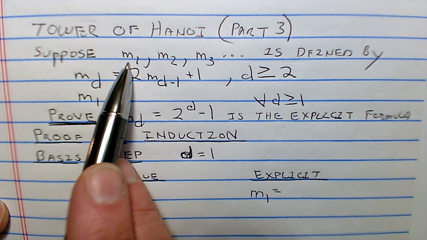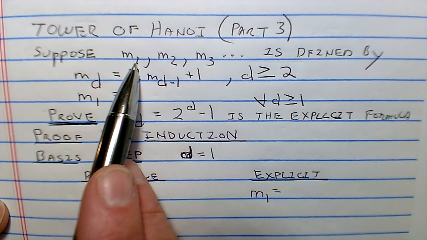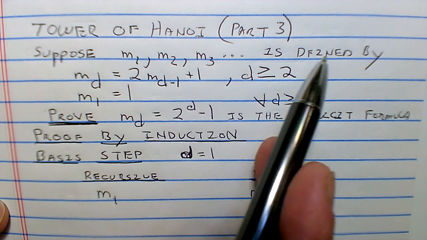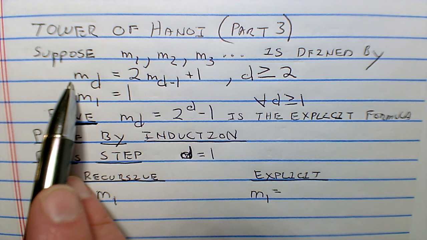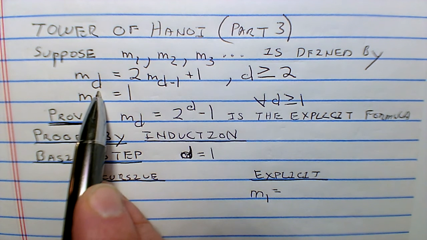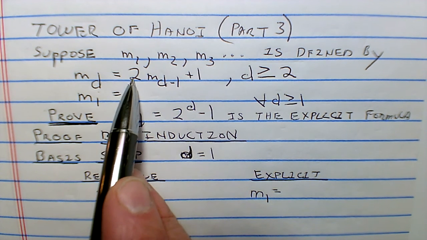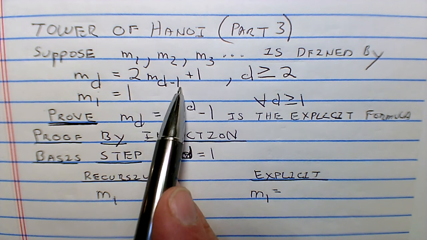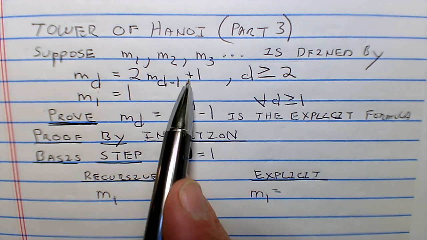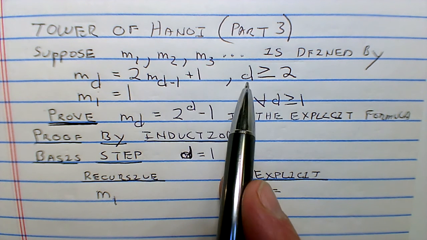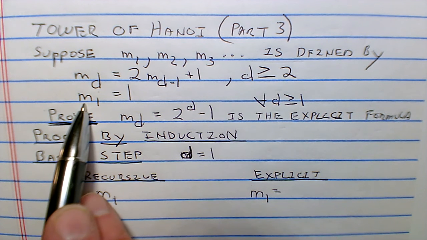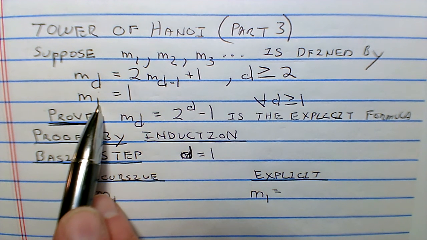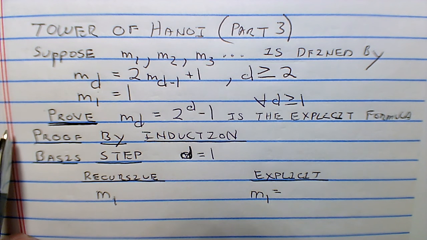We're supposing that this sequence, move 1, move 2, move 3, and so on, which we found was defined by the recursive formula, moves for this many disks, sub d, is equal to 2 times the number of moves previously plus 1, and this formula would work for all the disks starting at 2, and then we would make our initial case the first move only took 1.